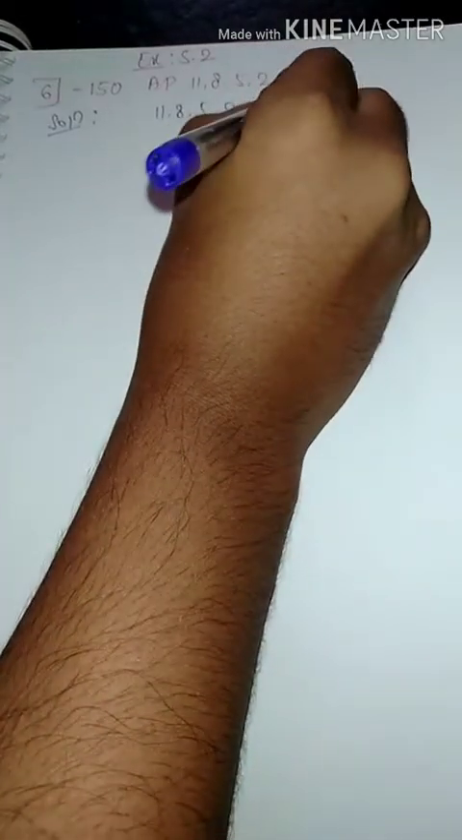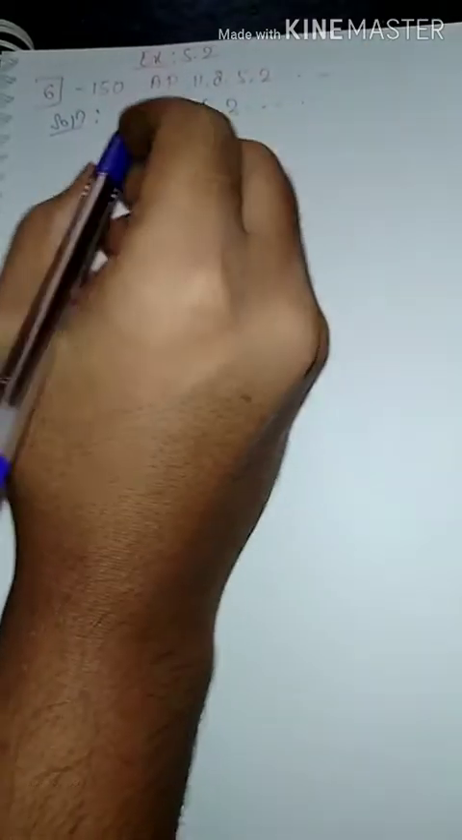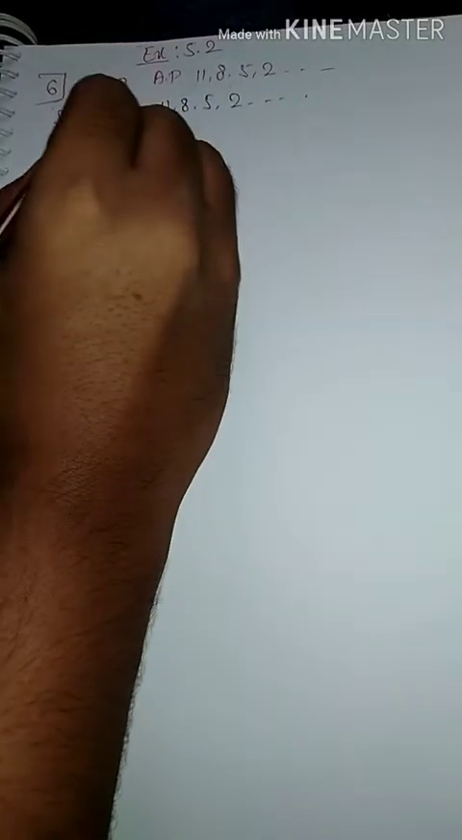Solution. Here the AP is given. The AP is 11, 8, 5 and so on. We need to check whether minus 150 is a term of the AP or not.